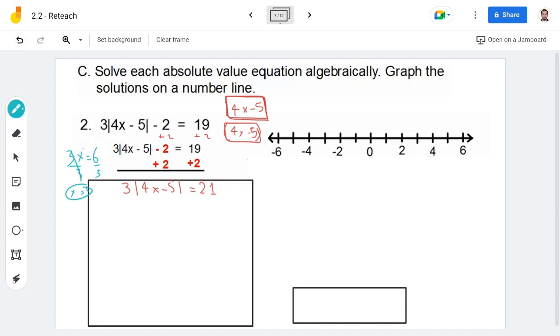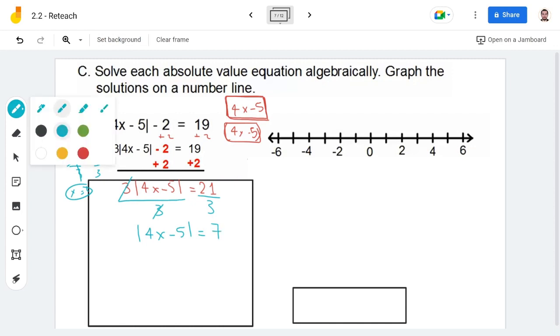Okay, let's continue. Now I need to divide both sides by 3. So 3 will cancel with 3, so it remains 4x minus 5, equal to 21 over 3, which is 7. Now my absolute value is alone on one side. So how can I remove the absolute value? I just add plus or minus.